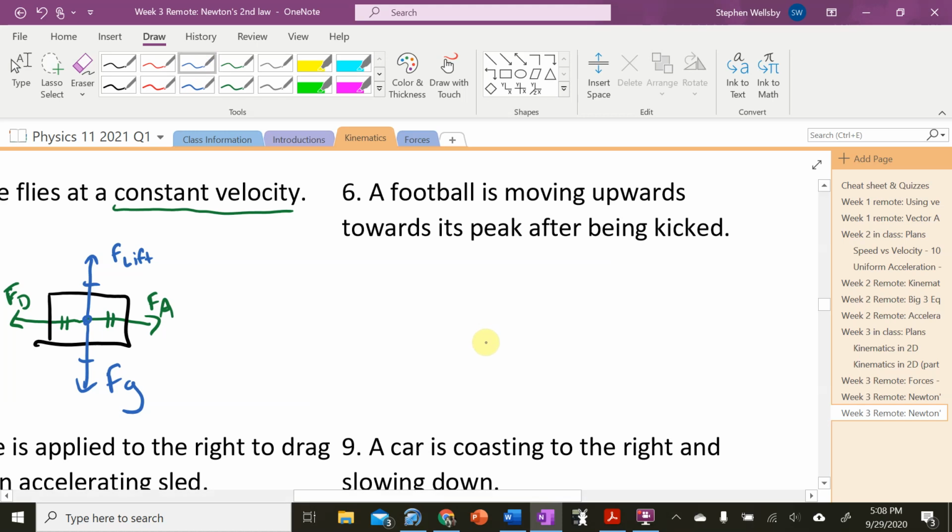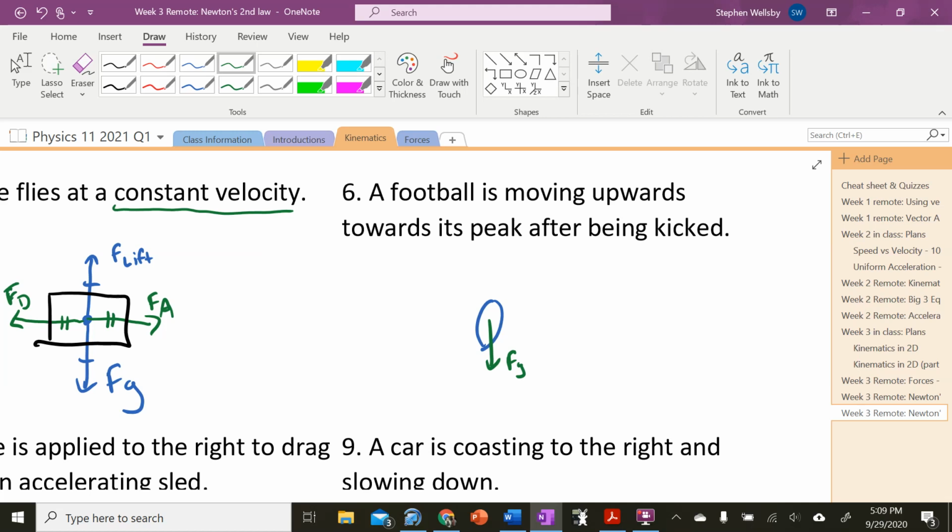Okay, here we go. Football. Moving upwards towards its peak after being kicked. Well, here's one that may surprise you. This is our free body diagram. So even though something is moving up, if we're ignoring air resistance, force of gravity is the only thing acting on it.